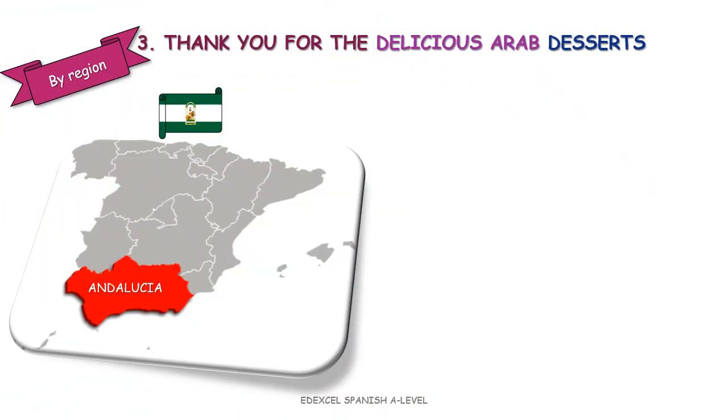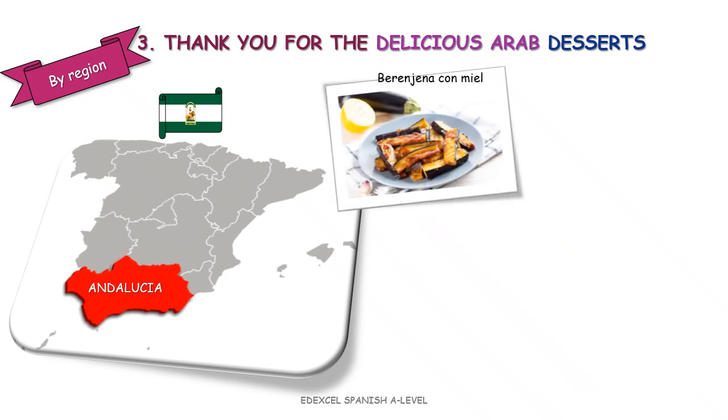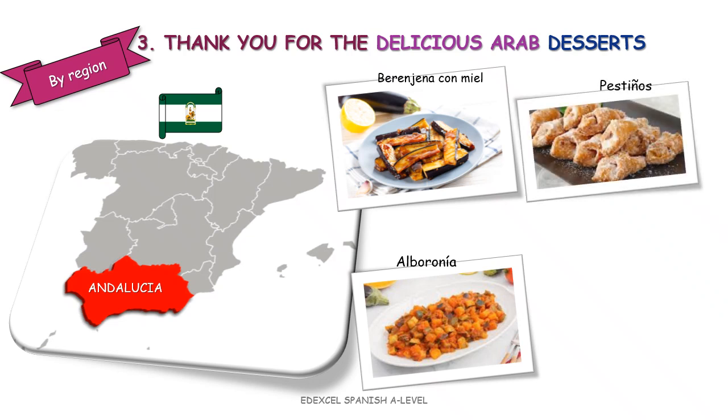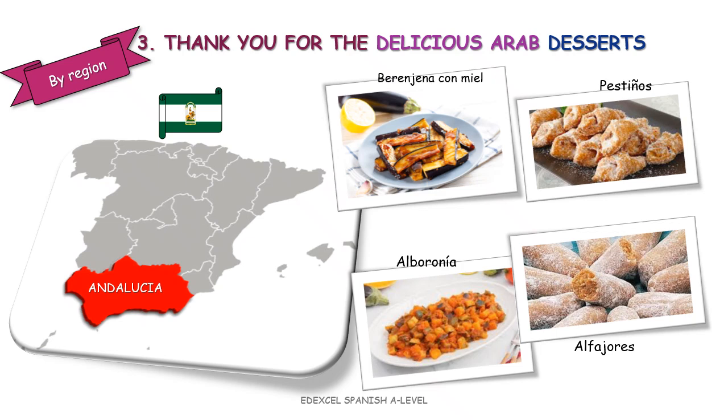So let's start with Andalusia, the great heart of Al-Andalus. Some standout dishes include aubergine with honey, very typical sweet and savory Arab combinations, alboronía, medieval vegetable and spice stew, pestiños, fried in oil, then coated with honey and sesame seeds, and Andalusian alfajores, a sweet made with almonds, honey, and spices.